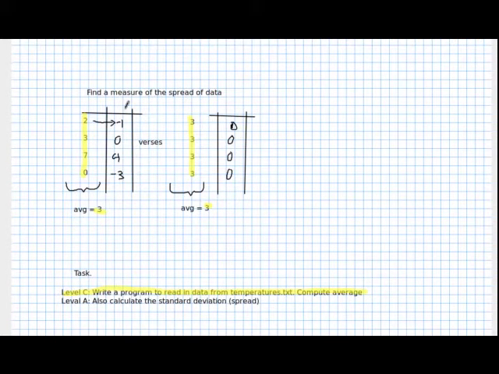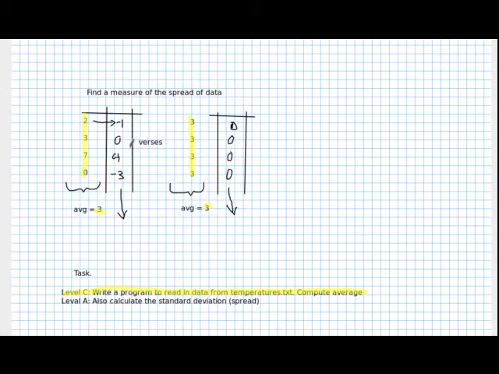Okay, now to find a measure of the spread of the data, what if I just added all those numbers up? So I add a -1, a 4, a -3. If I just added all the numbers up, I'd end up getting a 0. And if I added up those numbers, I'd end up getting a 0. So I think that's a bad way to do it. In fact, you're always just going to get a 0.